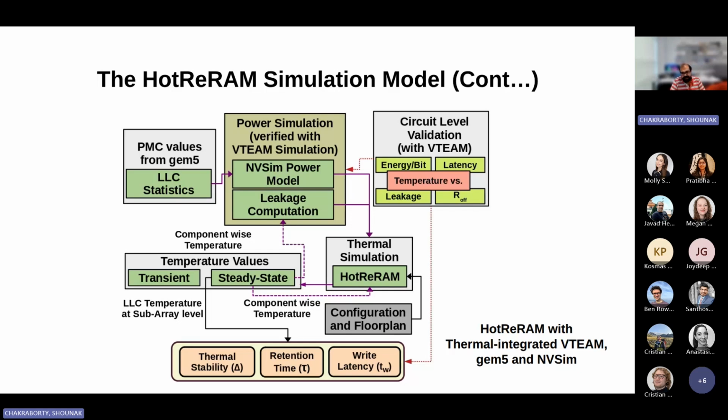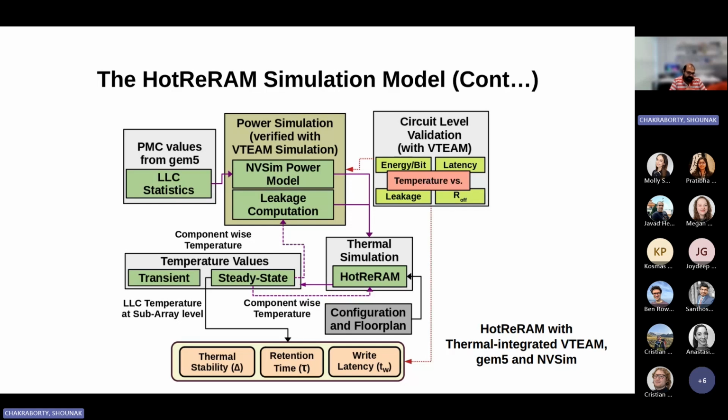But the NVSim power model is basically developed upon a prior power model of the cache memory that doesn't have very good accuracy in terms of leakage computation, and it doesn't support leakage computation for all kinds of temperatures. So we developed our own leakage computation model and attached it to the NVSim power model. And this power model is verified by the VTEAM simulation model, which was developed earlier, and we have implemented the entire circuit validation model for our simulator, where we have considered energy per bit, latency, and leakage, as well as the off resistance for different temperature values.